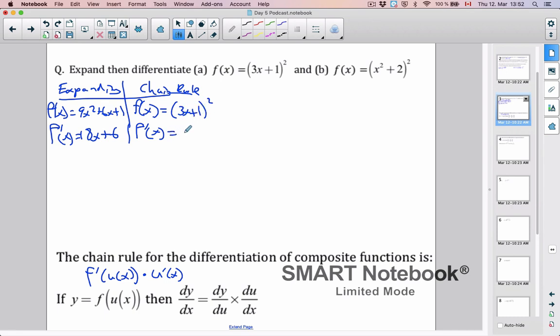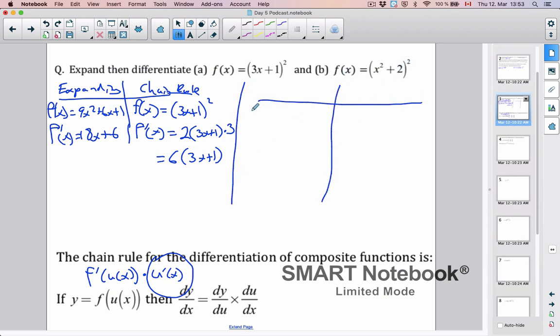The derivative of u squared would be 2 times u. In this case, the u is 3x plus 1. Then you have to multiply by the derivative of what's inside the brackets here, which is 3. So f prime of x is actually 6 times 3x plus 1, which is exactly the same as what we got the other way. Okay, so let's do the same thing over here. So if we expand it, we get x to the power of 4 plus 4x squared plus 4. We find the derivative, then it is 4x cubed plus 8x.